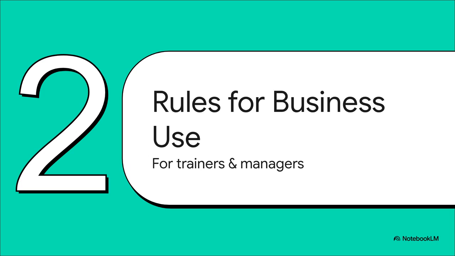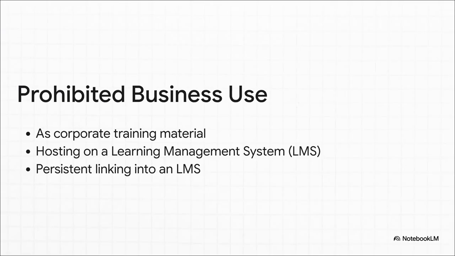All right, let's switch gears and head over to the corporate world. The same basic idea applies here, but the rules are framed a little differently for business settings. For anyone with a business license, the restrictions are all about formal training. You can't use HBR articles as official training materials. That specifically means you can't host them on your internal learning management system, your LMS, or even link to them from inside that system as part of a course.